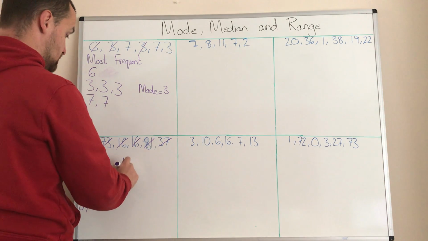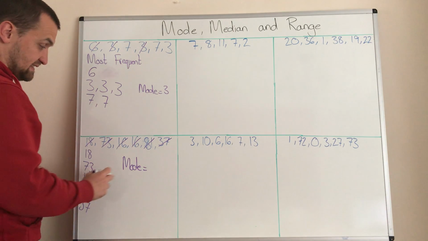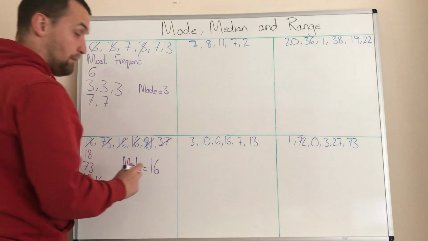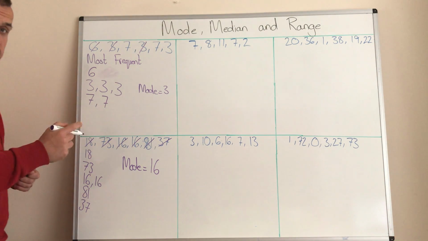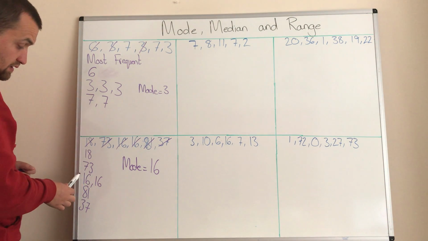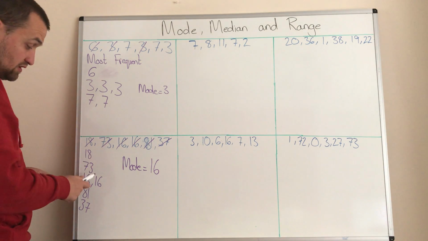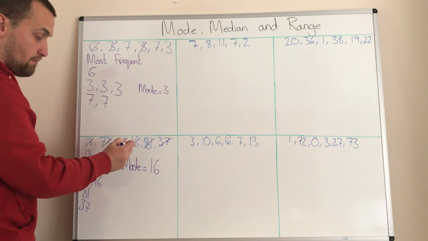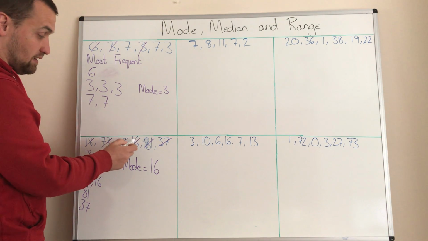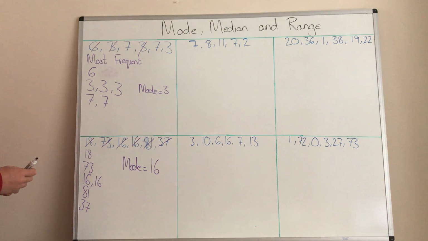So our mode is 16, because 16 appears the most in that list. A common mistake to make is that people will put 2 as the mode because 16 appears twice. There's 2 16s in that list, so they put 2. It's the actual number that's the mode. So 16 appears twice, which is the most in the list, so mode is 16.